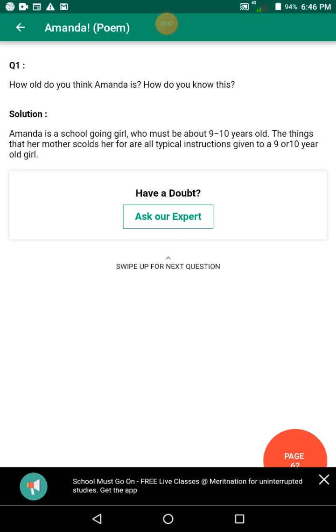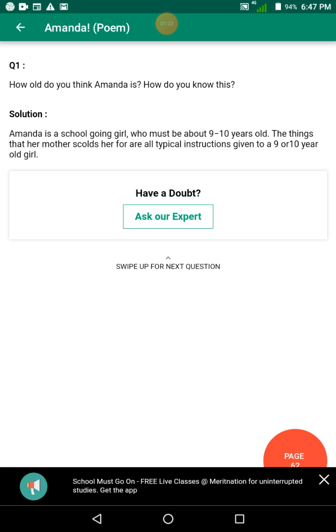Let us discuss. The poem is already discussed with you. So, we shall now look into the question and answer section of the poem. How old do you think Amanda is? How do you know this? So, it is a wild guess. What could it be? Amanda is a school-going girl who must be about 9 to 10 years. The things that her mother scolds her for are typical instructions given to a 9 or 10-year-old girl.